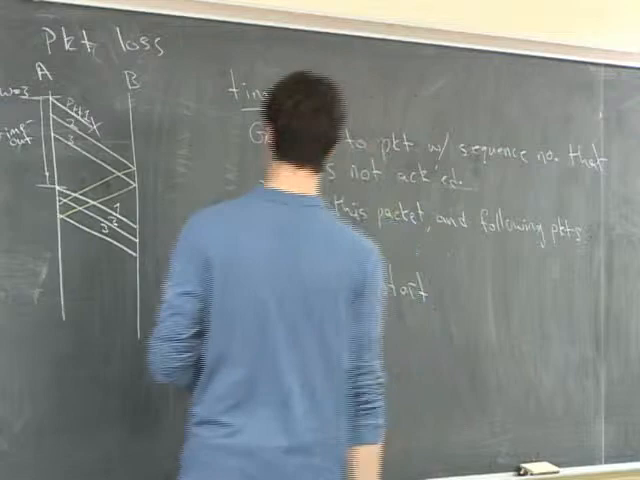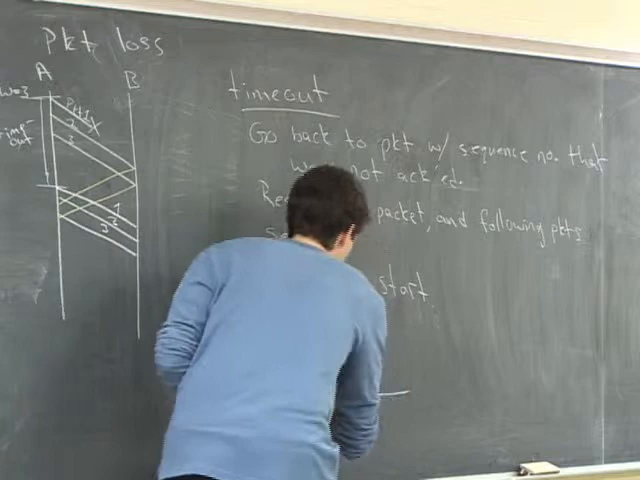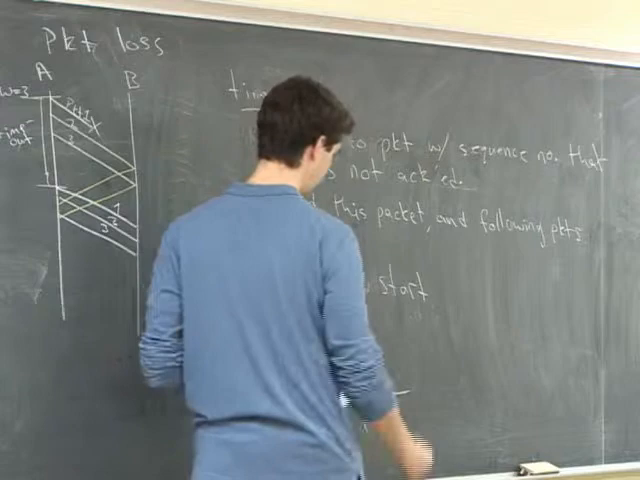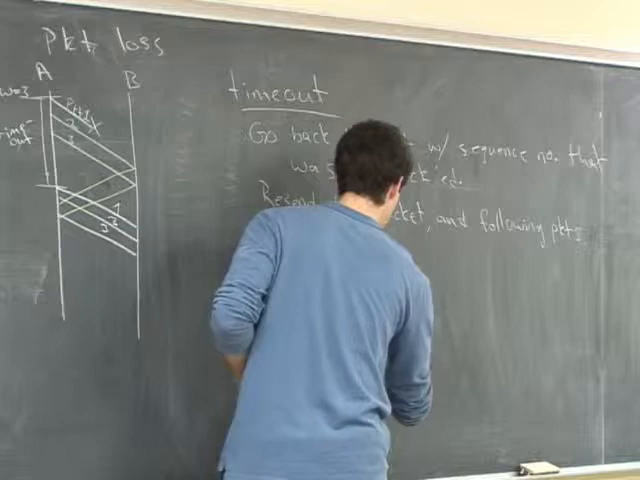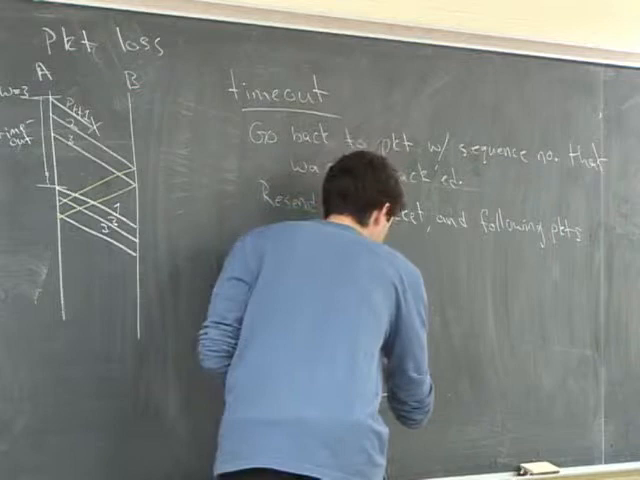All right, so let me draw the picture here. We have time again and our window size. So we do slow start, we go to congestion avoidance mode, and here, we have a timeout. So we set our window size all the way back to 1, and we do slow start again.